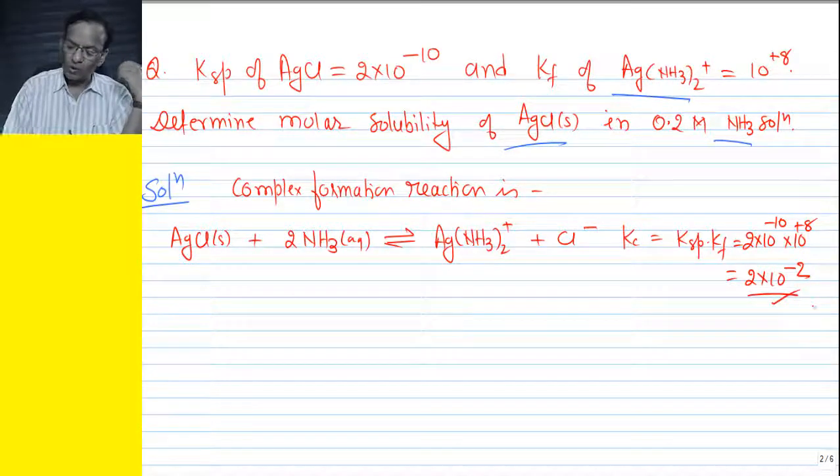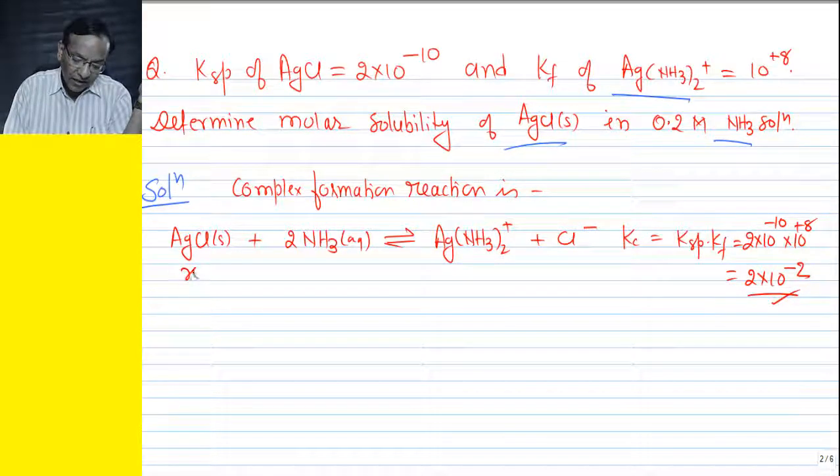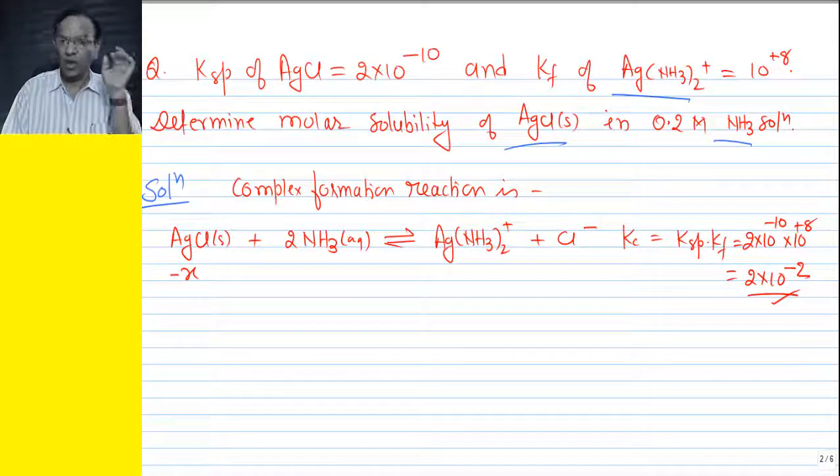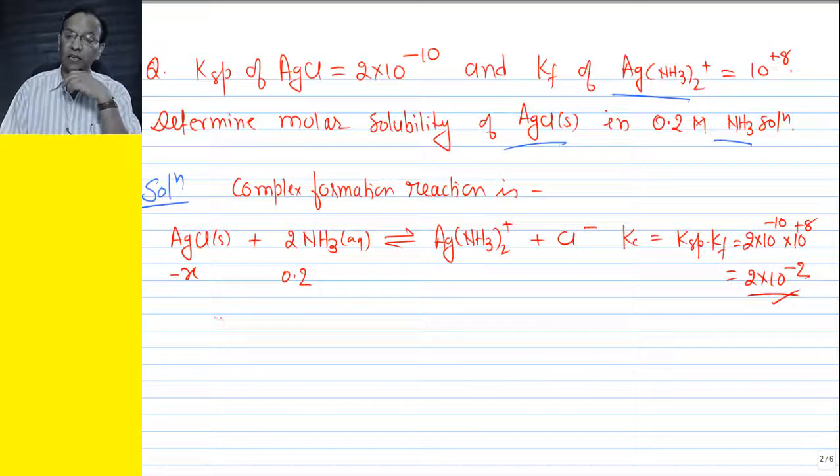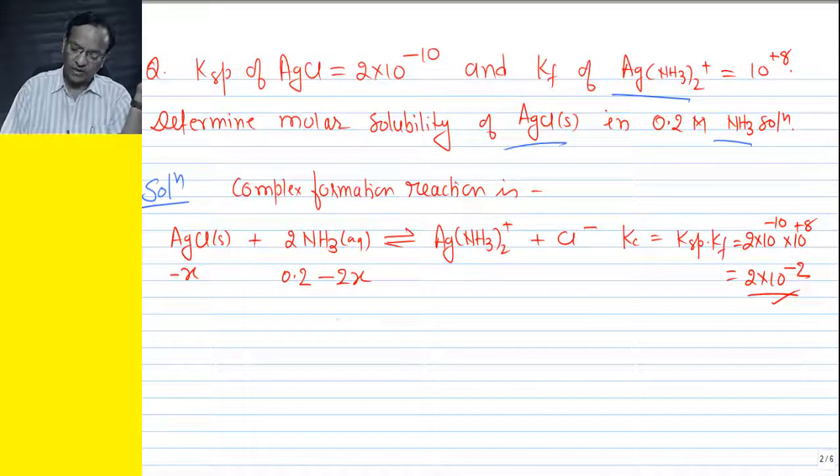So this Kc is now derived. Once Kc is derived, now we can solve this. Let x mole per liter of AgCl be dissolved. Initial concentration of ammonia is 0.2 molar. So if x mole of AgCl is dissolved, 2x mole of ammonia will be reacted. So here it will be minus 2x, and here it will be x and x.